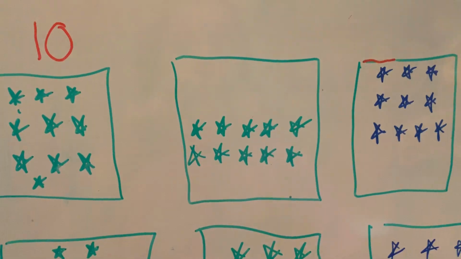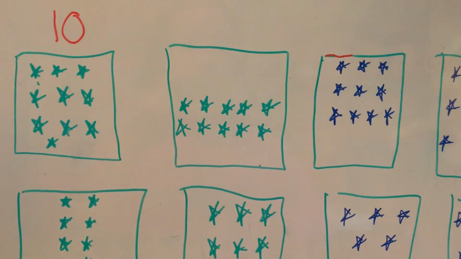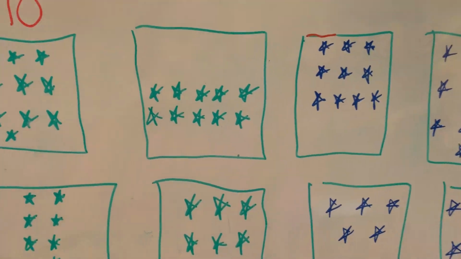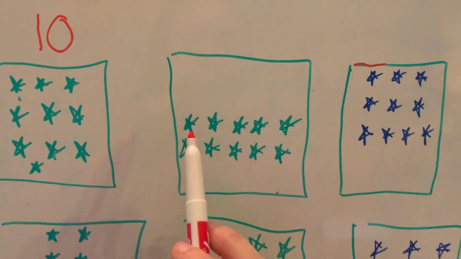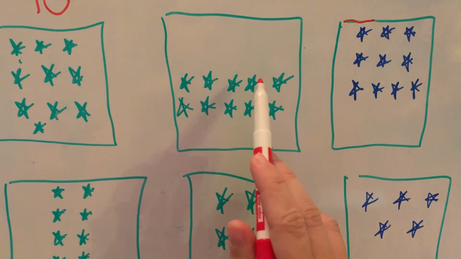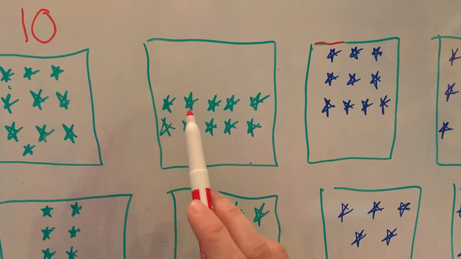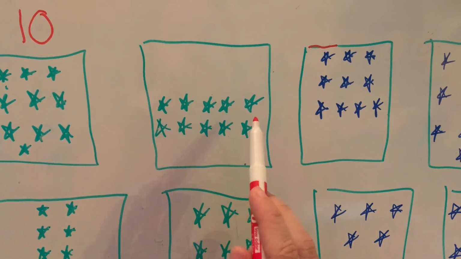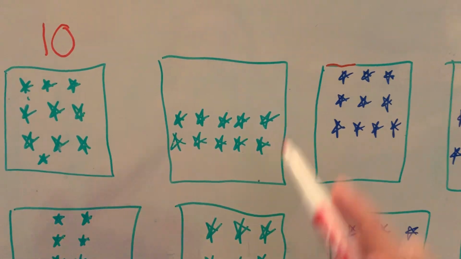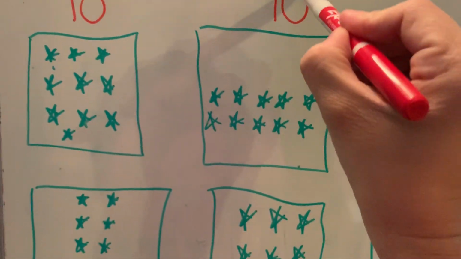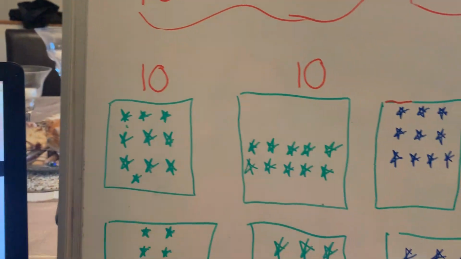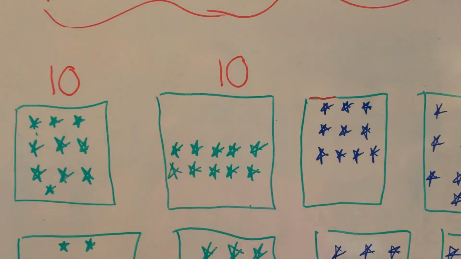All right, let's go ahead and count this second square. We need to count all of these to see how many are in each square. Go ahead and count with me how many are in square number 2. 1, 2, 3, 4, 5, 6, 7, 8, 9, 10. How many are in square number 2? 10. I'm going to write 10 up here again. So I have 10 in this first group, and I have 10 in this second group.